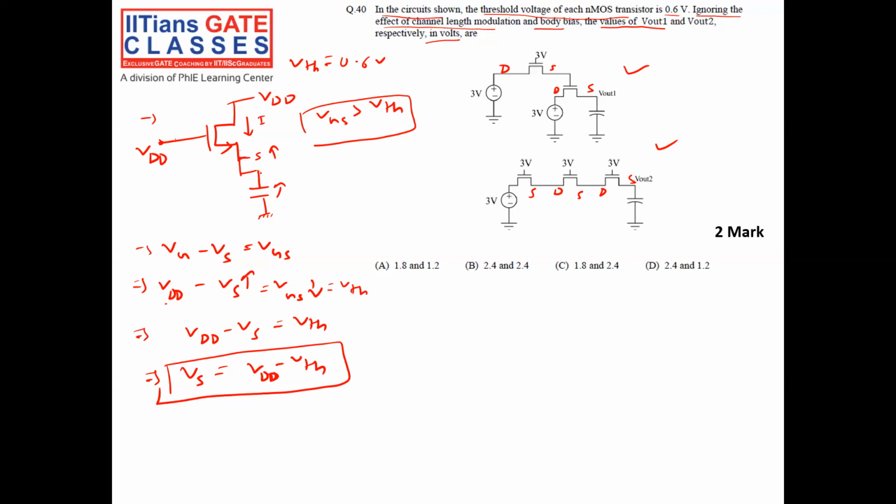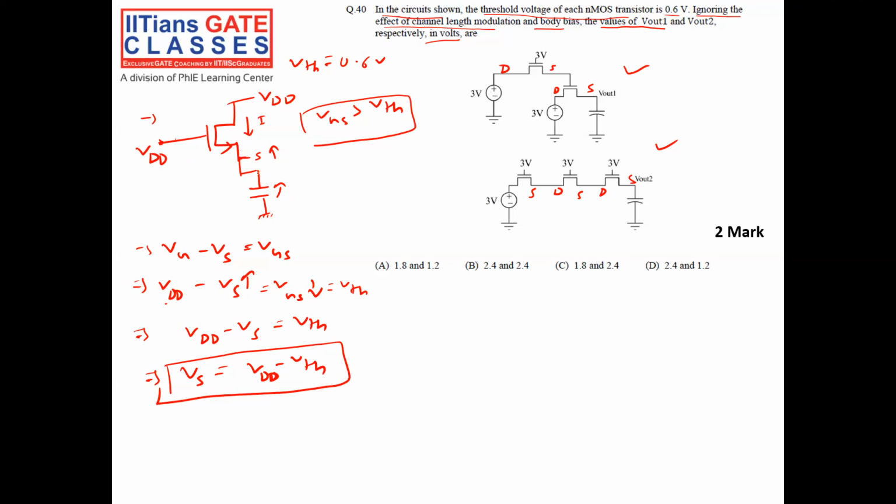Initially, the capacitor is uncharged. When I apply a VDD, VGS will be VDD, right? Initially, there is no charge. When I apply a gate voltage VDD, at that time, the source is also 0. So initially, VGS is VDD. Since VGS is VDD initially, current starts flowing.